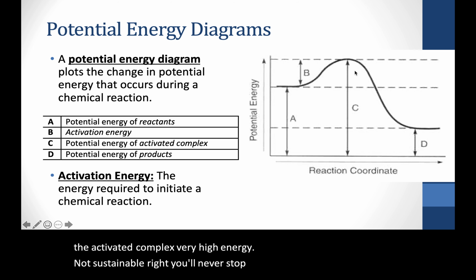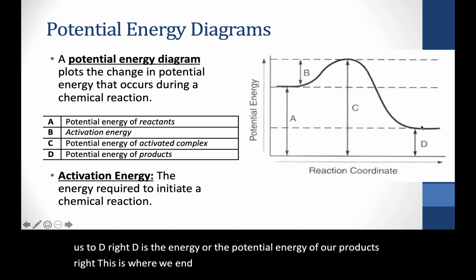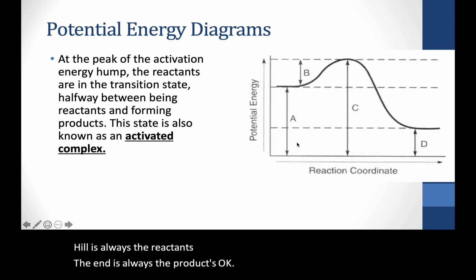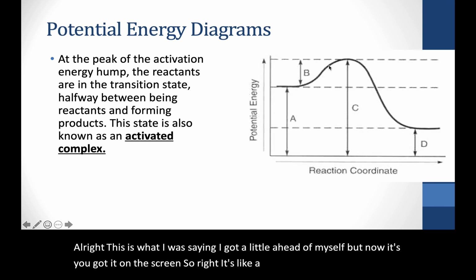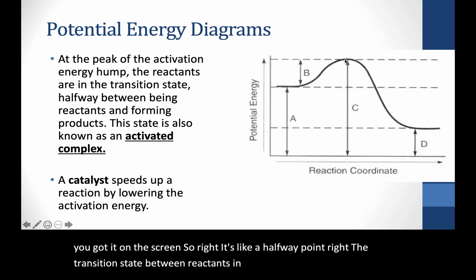You'll never stop here. You can't. It'll immediately go down that hill and convert into the products, which gets us to D. D is the potential energy of our products. This is where we end. So reactants, products. The beginning of the hill is always the reactants. The end is always the products, okay? So a couple more things. Oh, right, this is what I was saying. I got a little ahead of myself, but now you've got it on the screen. It's like a halfway point, a transition state between reactants and the products known as the activated complex, very high energy.